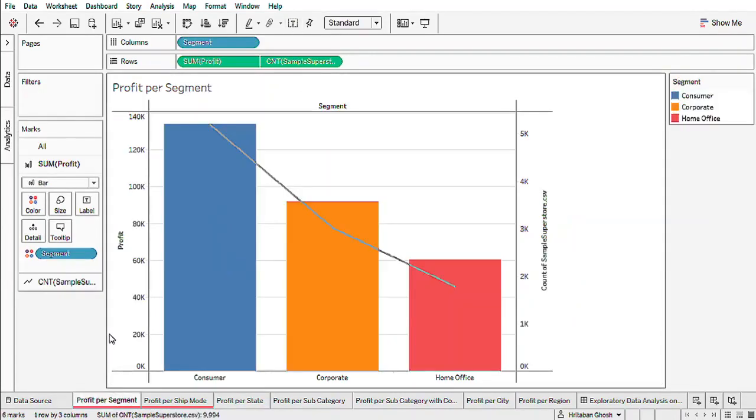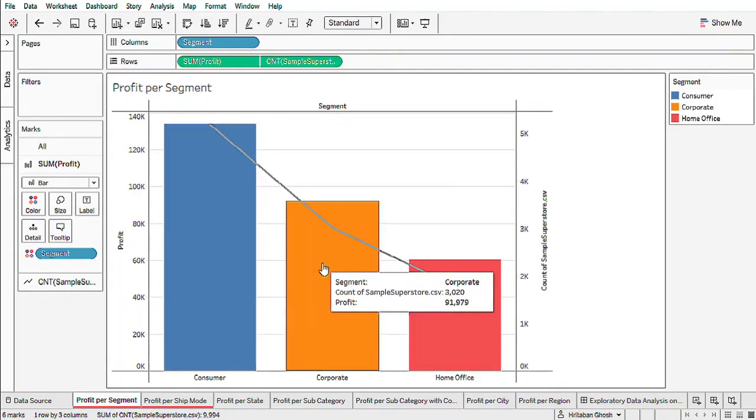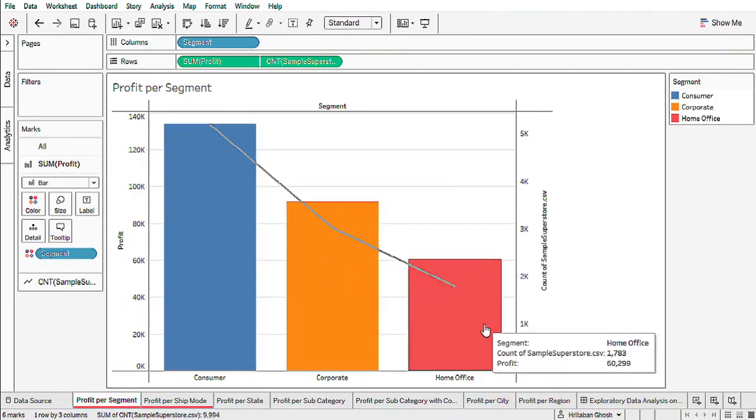Here, profit is on the y-axis, the segment is on the x-axis, and there is a line here, which we will talk about a bit later on. So we see here that the consumer segment makes the most profit and the home office segment makes the least profit. The consumer segment makes a profit of around $100,000. The corporate segment makes a profit of around $90,000. The home office segment makes a profit of around $60,000.